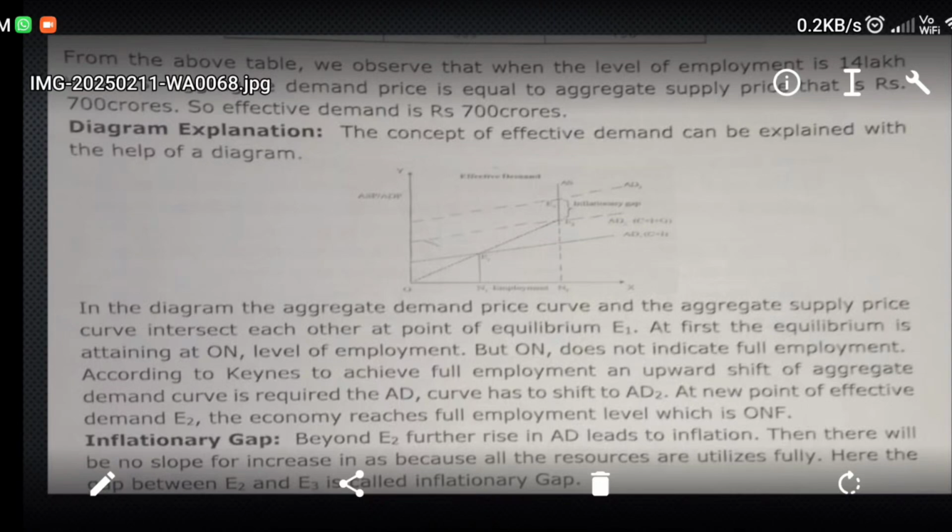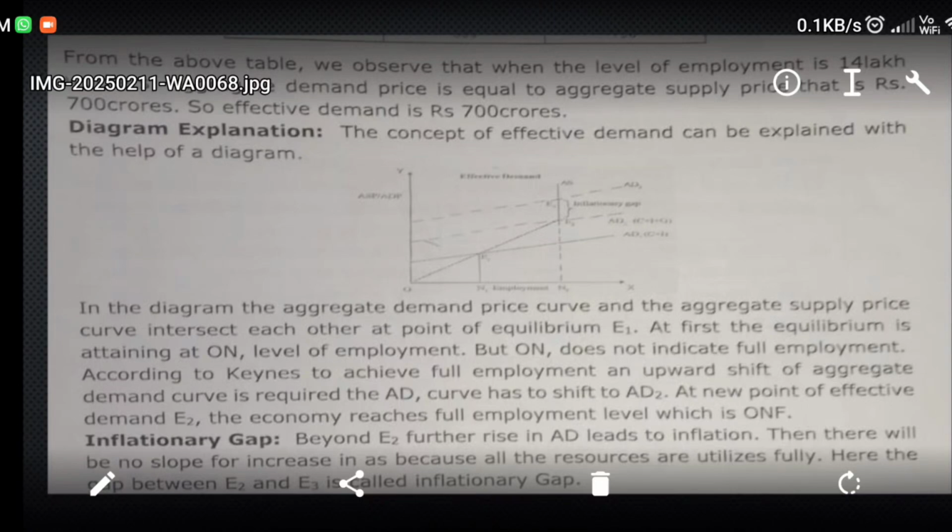Suppose beyond E2 there is a further rise in aggregate demand. It leads to inflation, as there will be no scope for increasing supply because all resources are fully utilized. Here there is a gap between E2 and E3. It is called the inflationary gap. These are the main important points in the Keynesian theory of employment.